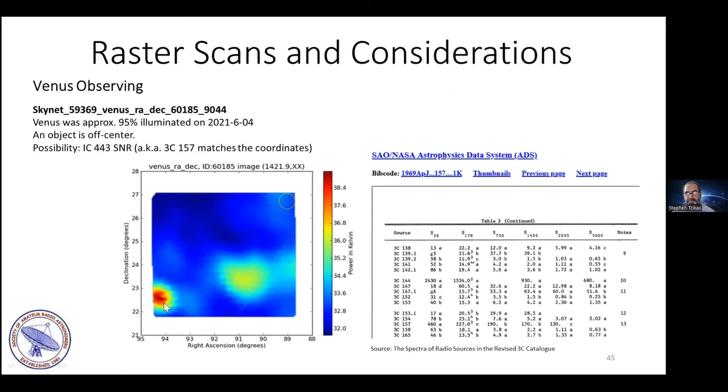I looked that up in a Cambridge radio catalog. It's also known as 3C157. If you go down here and in the L band, which I was looking at, that is 170 Janskys, which is fairly bright, and it matches those coordinates there. So I know I didn't get Venus.